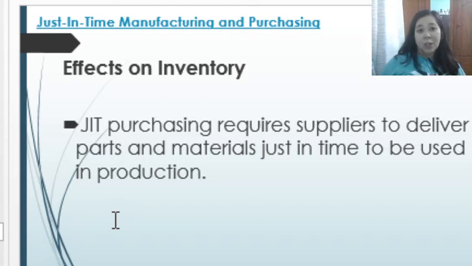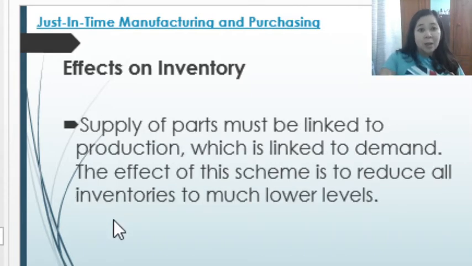JIT purchasing requires suppliers to deliver parts and materials just in time when it is needed for production. The entity should establish a strong relationship with their suppliers so that they can have on-time deliveries and the exact quantities and quality of the inventory, input, or materials that they would want to purchase at a given period of time. The supply of parts must be linked to their production, which is linked to the demand.